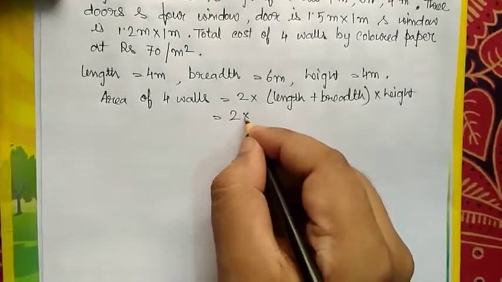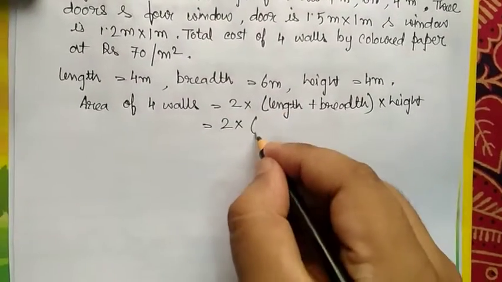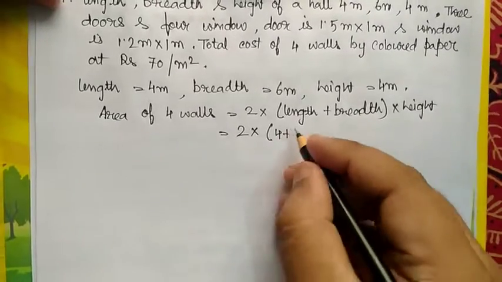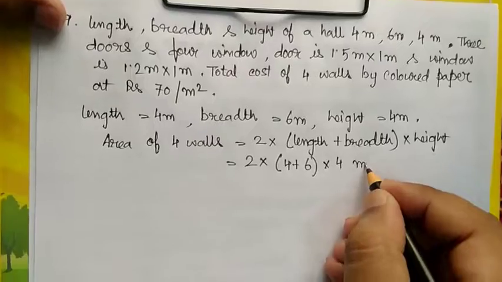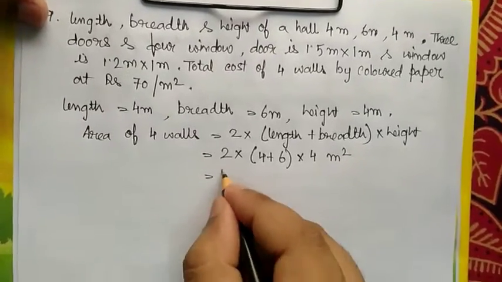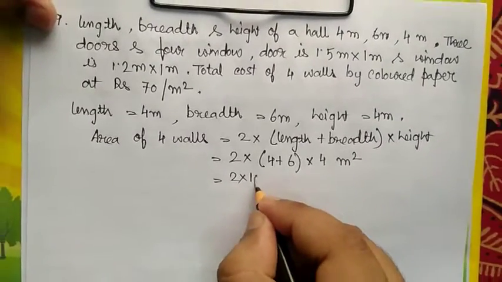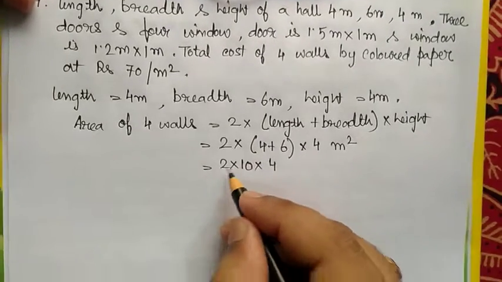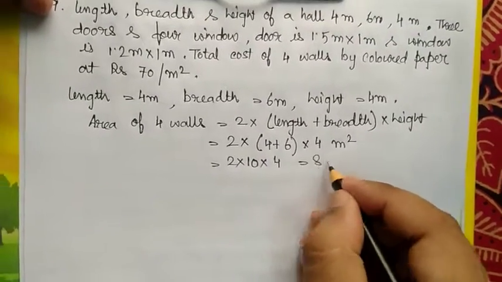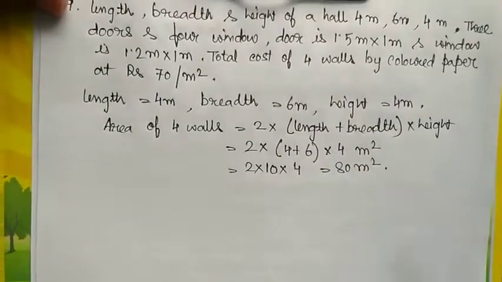So 2 into (length is 4, breadth is 6), and the height is 4, and the answer should be in square meter or meter square. So 2 into 4 plus 6, 10, into 4. 4 into 2, 8, 8 into 10, 80. So the answer is 80 meter square.